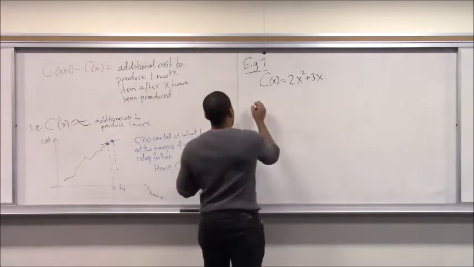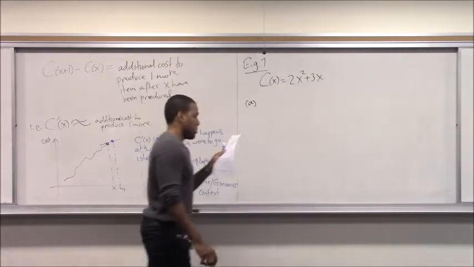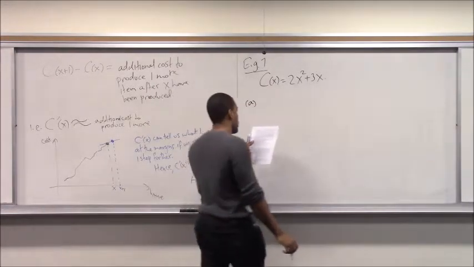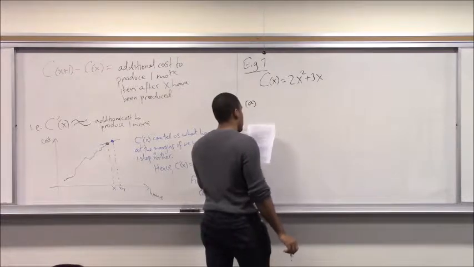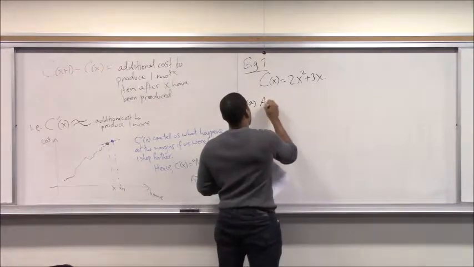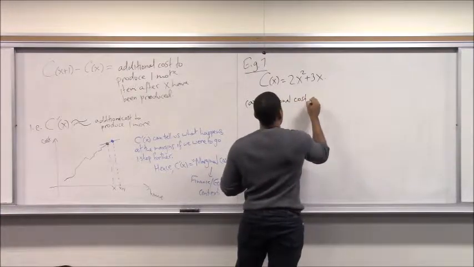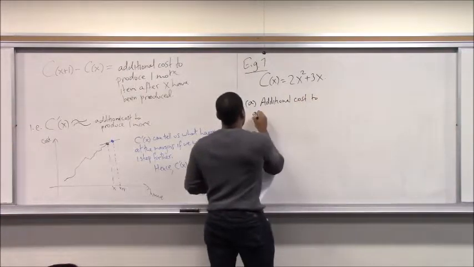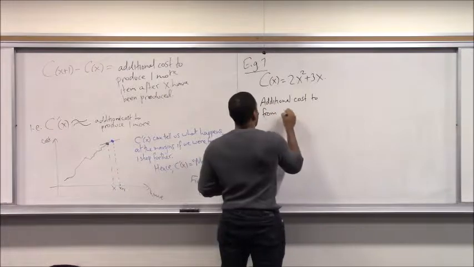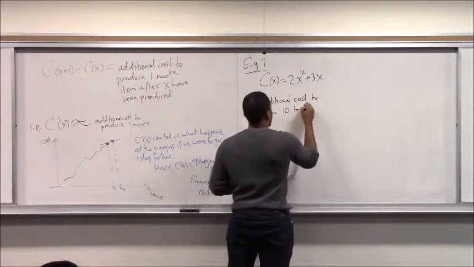And they might say, A, what is the additional cost to raise the production level from 10 to 11? So we want additional cost, to go from 10 to 11.